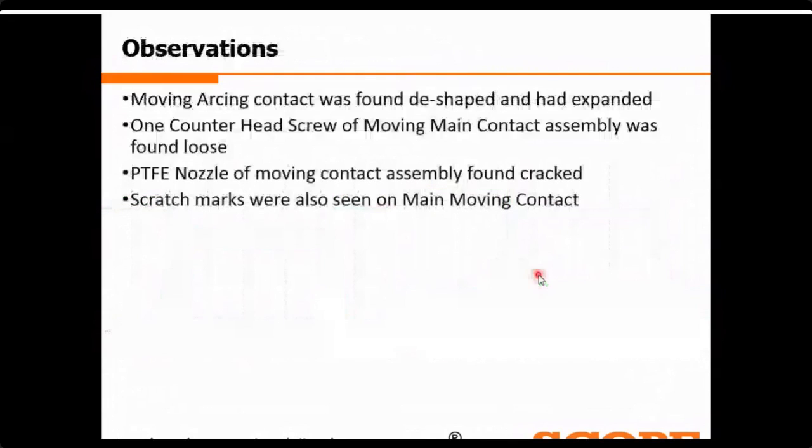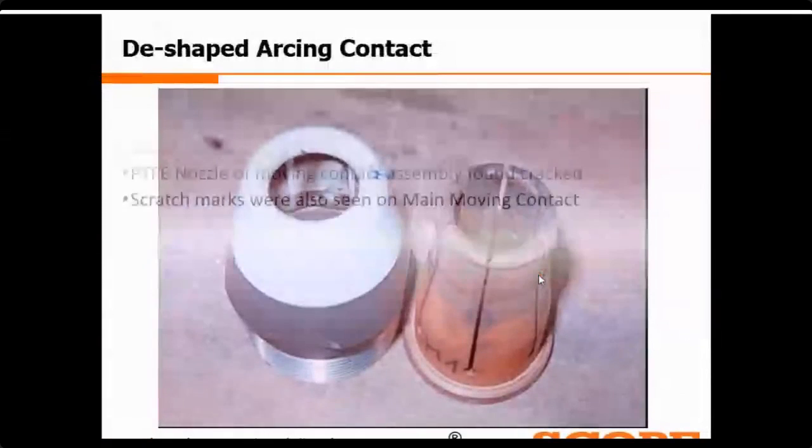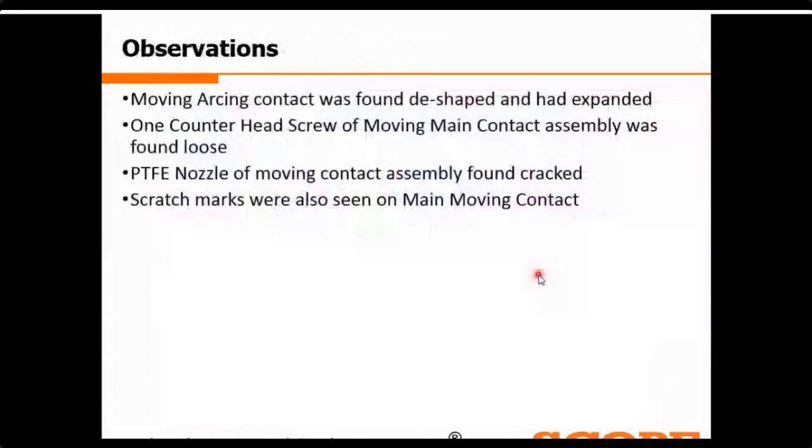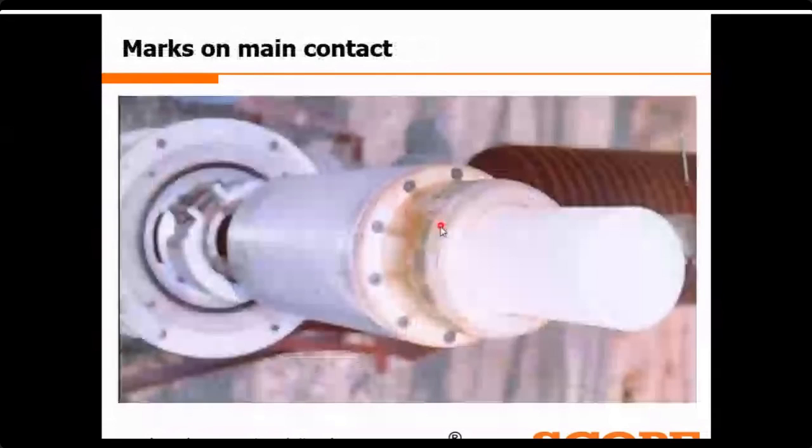Now, what were the observations after the overhauling of the interrupter? We found that the moving arcing contact was D-shaped and had expanded. This is the D-shaped arcing contact. One counter of the head screw of the moving contact assembly was found loose. The PTFE nozzle of the moving contact assembly was found cracked, and scratch marks were also seen on the moving contact. You can see the scratch marks here. So these were the abnormalities.